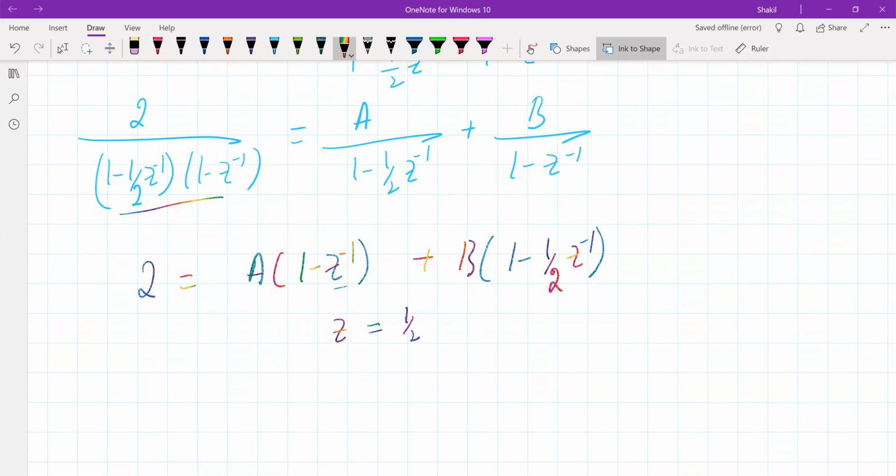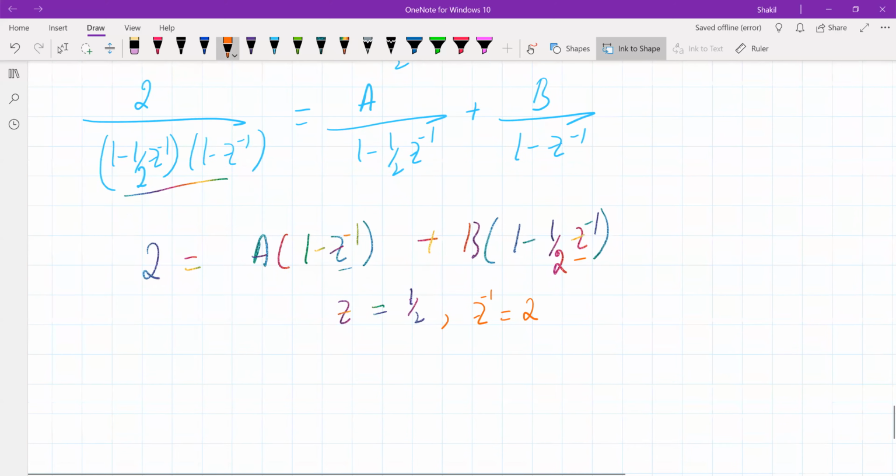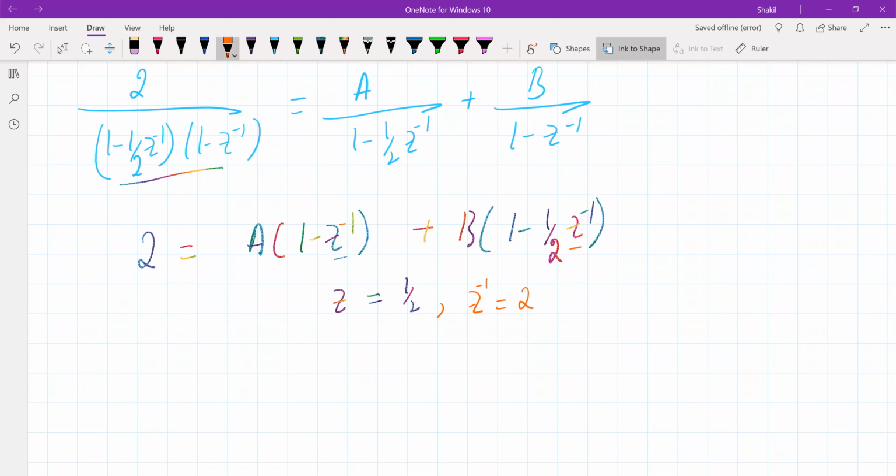So if I put z equal to 1/2, then z inverse will be 2. If z inverse is 2, then this term cancels, B's term is gone, and this will be A into (1 minus 2). So A is equal to minus 2.